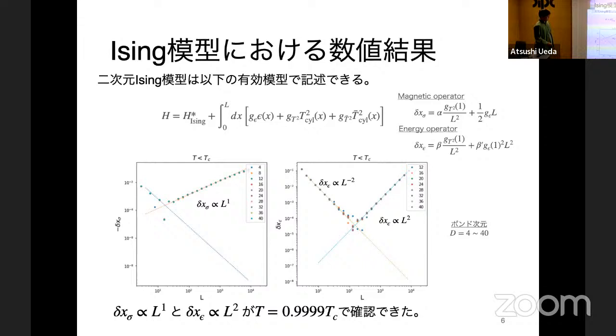But when the system size is larger than the correlation length, this RG flow behaves like a gapped system. But in the other case, even though you have a finite correlation length, you have an RG flow like a gapless system. Do I answer your question?